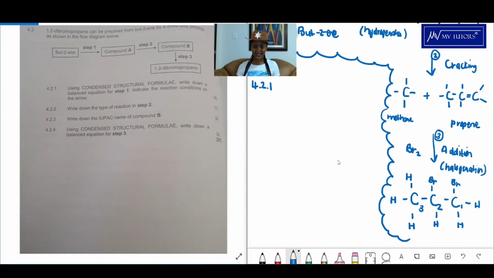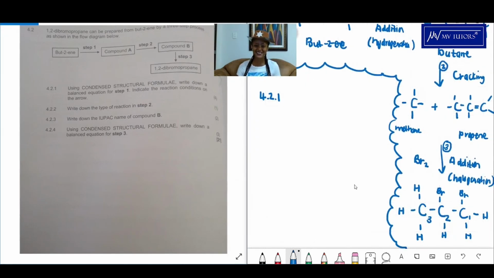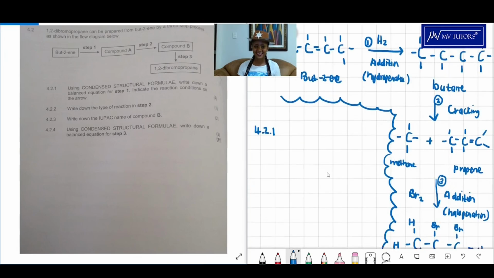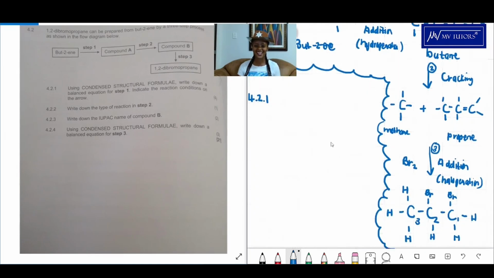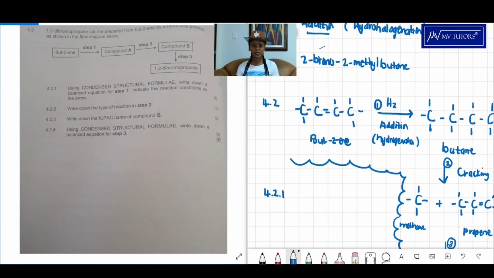I forgot about the reaction conditions. Let's see how far we get. So now, condensed structural formulae. I've drawn out structural formulas, without the hydrogens, to save time. So step 1, condensed structural formula, balanced equation. So basically we have but2ene. I'm just going to take it down a bit so that you can see.